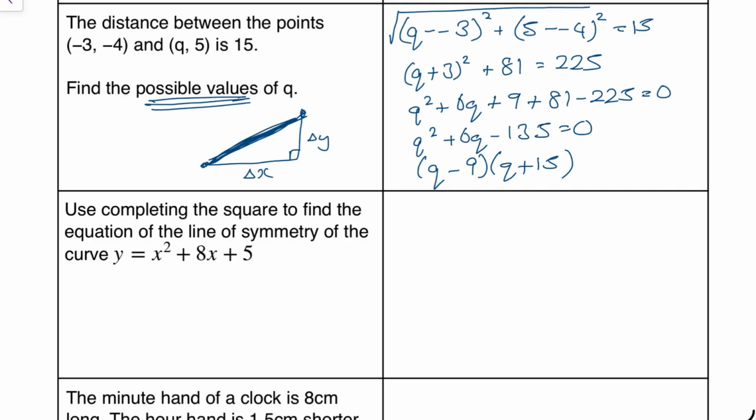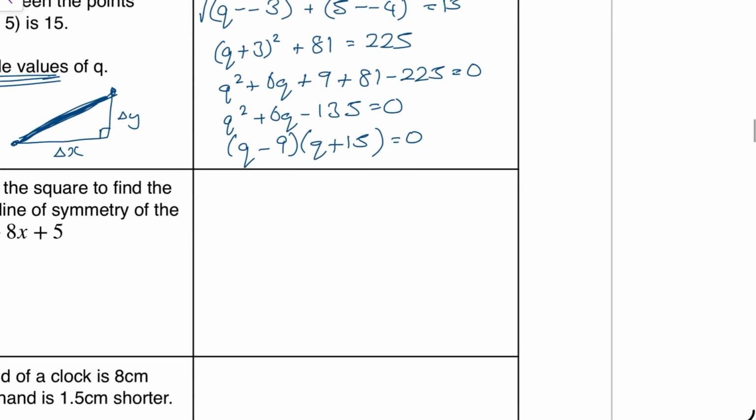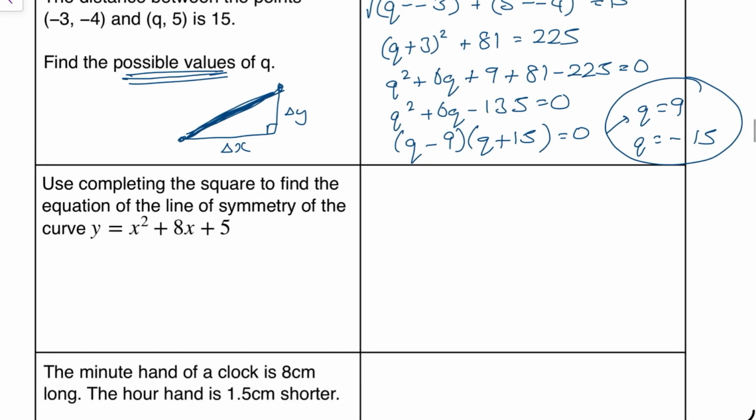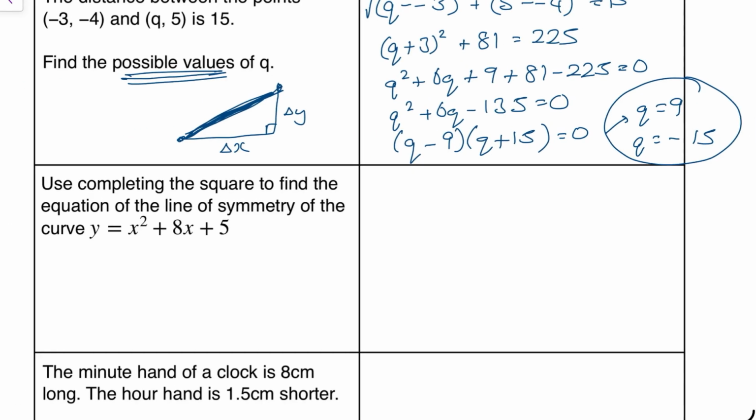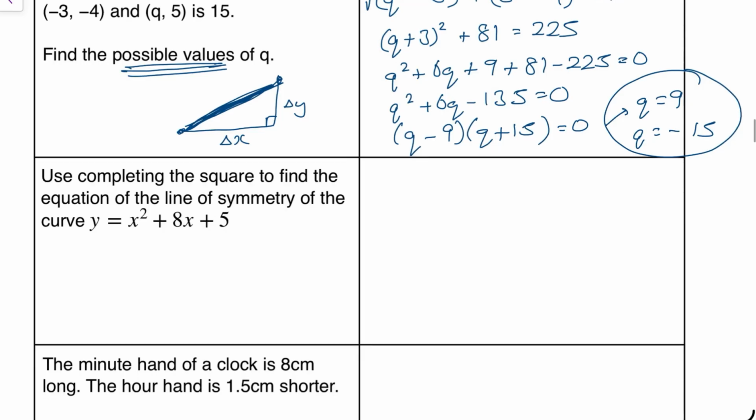If you can't see it straight away, use the quadratic formula, or you can complete the square. Either of those will work. Either way, that equals 0, which means that it must therefore be the case that q is equal to 9 or q is equal to minus 15. And that is my final answer. Question done. Good, not unreasonable, quite difficult, but an okay question.